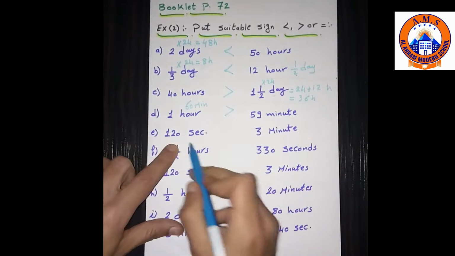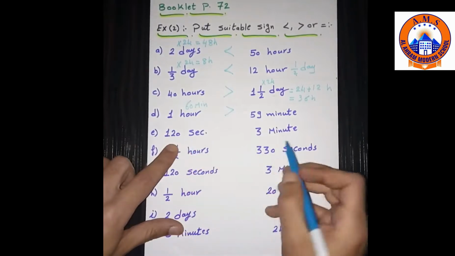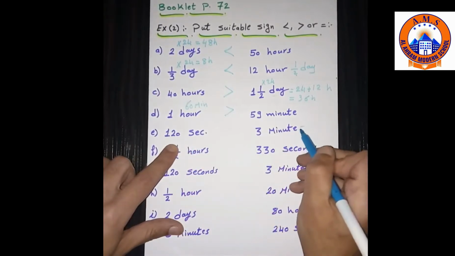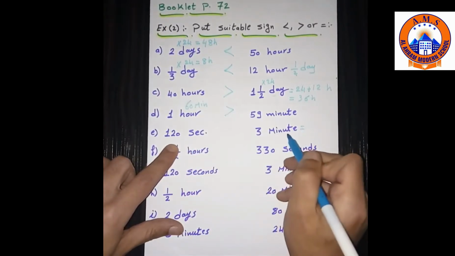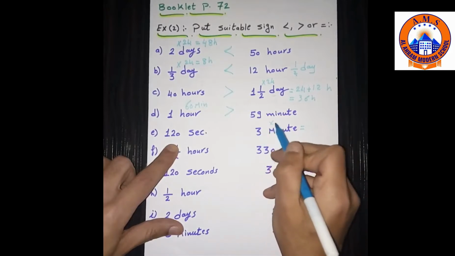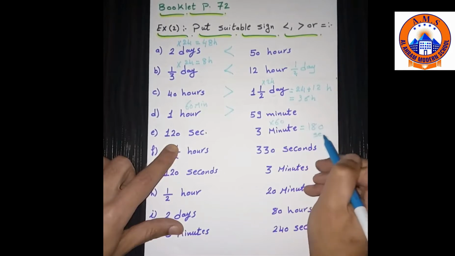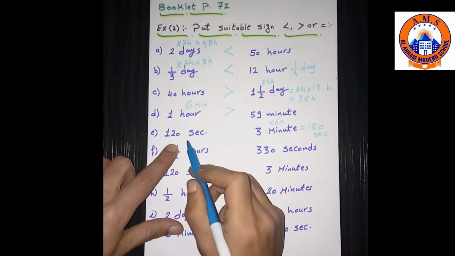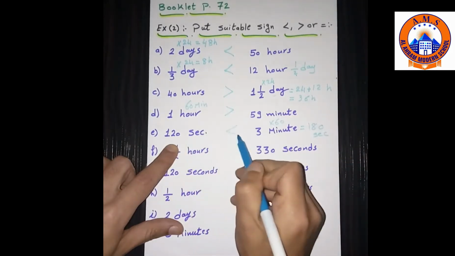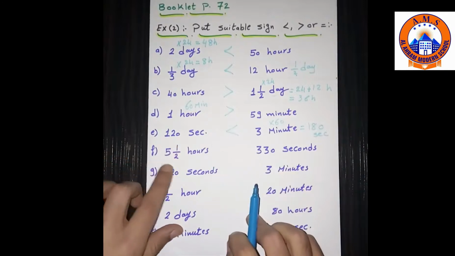Question number E, we have 120 seconds and 3 minutes. I'm going to change the 3 minutes to seconds. 3 by 60, so 3 by 0 equals 0, and 3 by 6 equals 18. We have 180 seconds and 120 seconds, so 180 seconds is greater.